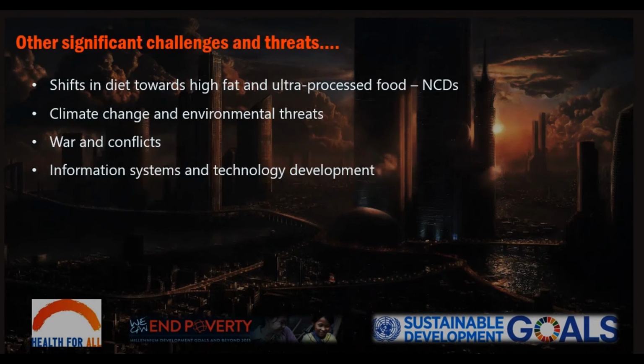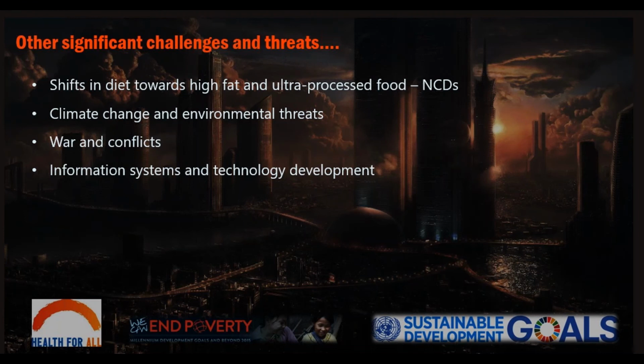On the other hand, there are also other challenges. For example, our dietary patterns have changed. We're talking more about chronic and non-communicable diseases, like diabetes and hypertension, which have become very common these days. Even when a woman goes to a health clinic for pregnancy services, she is diagnosed with these conditions. And on top of that, we have climate change and environmental threats.